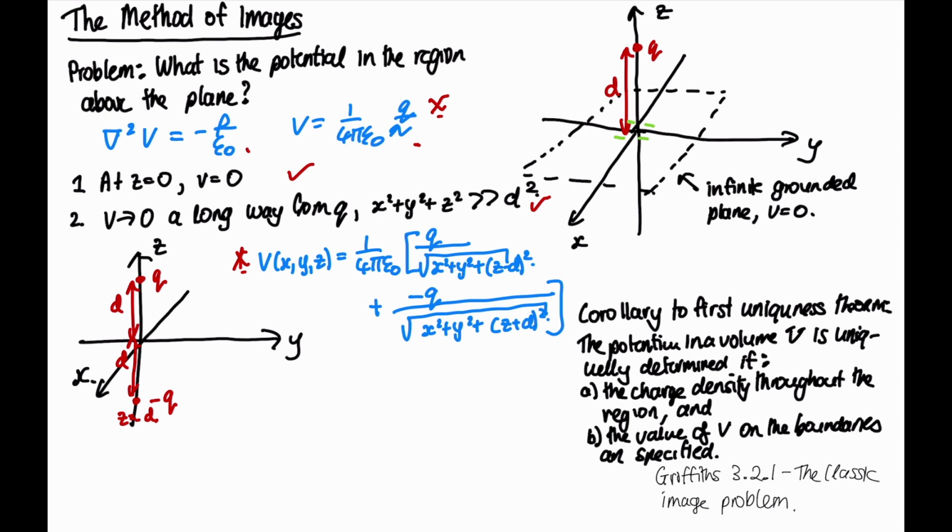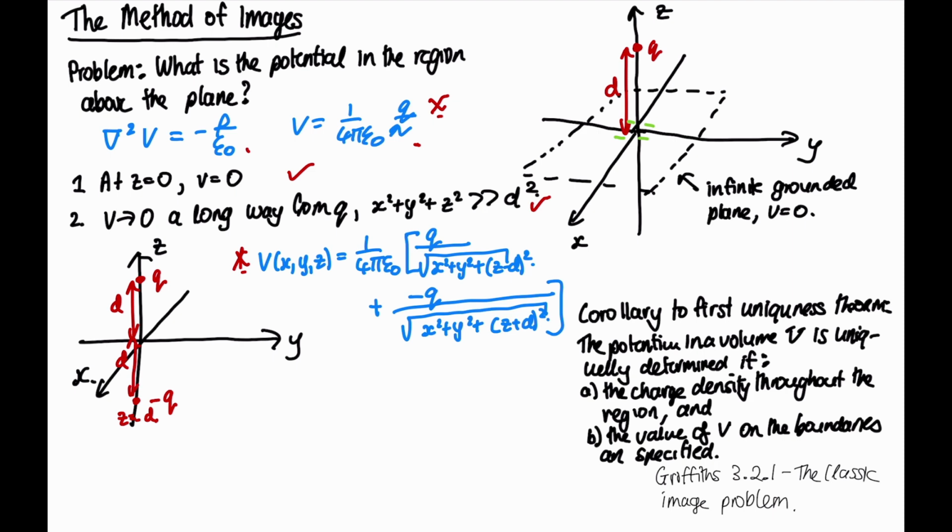if I can pronounce it correctly, corollary to the first uniqueness theorem that tells us that, sorry, I meant to be highlighting that, not underlining it, lasering it. The potential in a volume V is uniquely determined if the charge density throughout the region, and we know the charge density throughout this region above the plane, we've only got the one charge, it's Q, and the value of V on the boundaries are specified, and we know V all around the boundaries. So because this is a solution to these requirements, it means that it can be the only solution, and hence we have solved this problem.